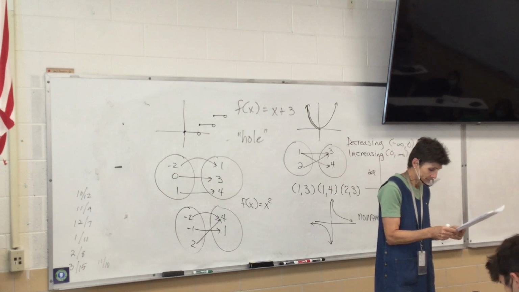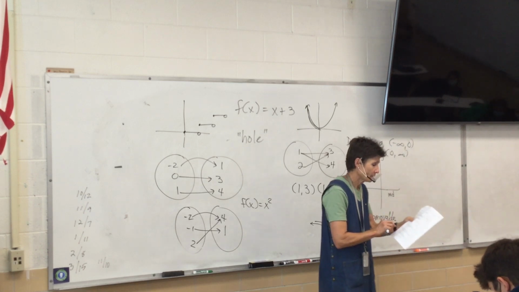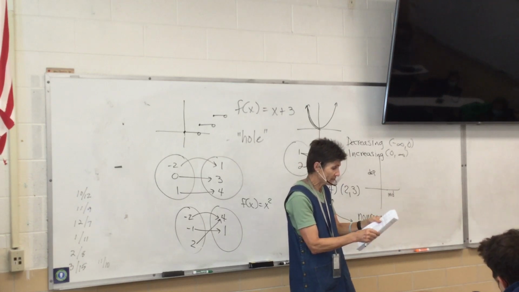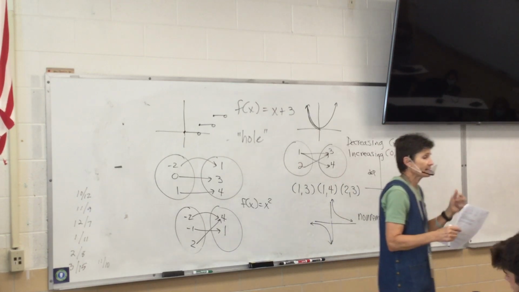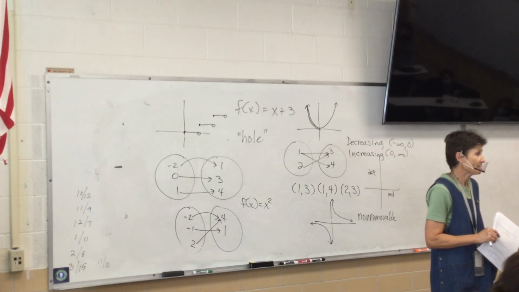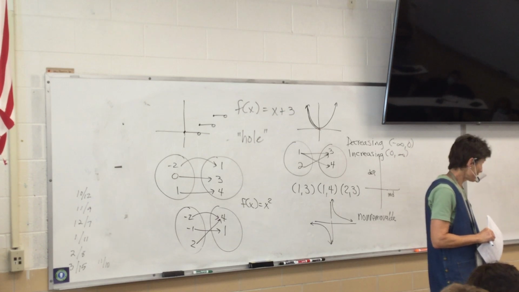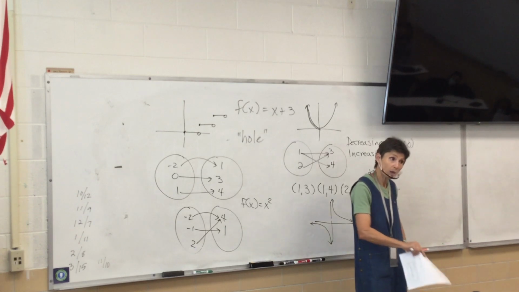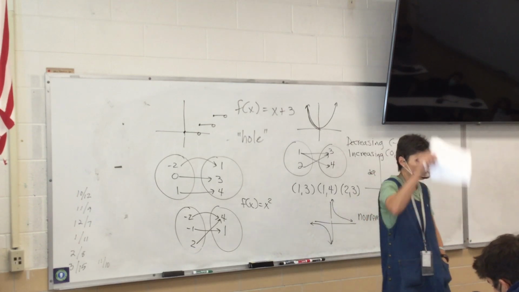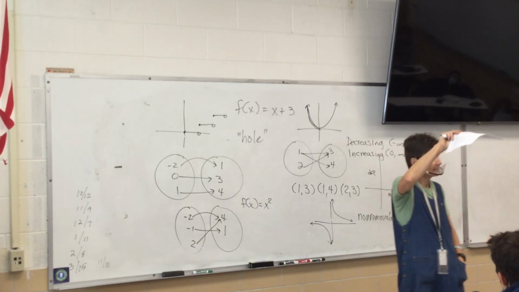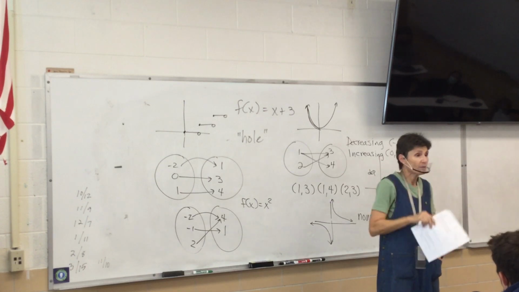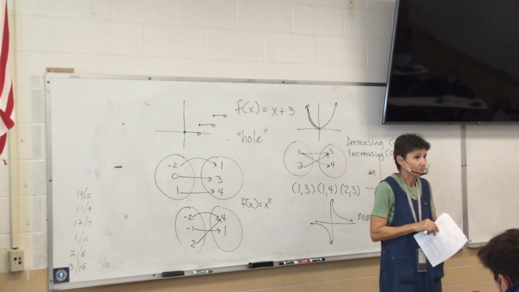Okay. Boundedness. The graphs are actually on the next slide. But I like to think of bounded as having a floor and a ceiling. Now you can have one or the other, so you can be bounded below, that means you have a floor, or you can be bounded above, that means you have a ceiling. If you have both, then you're considered bounded.